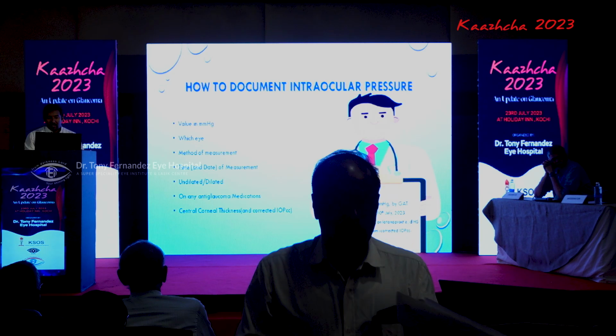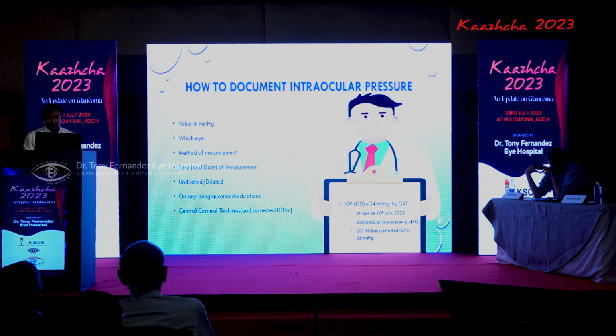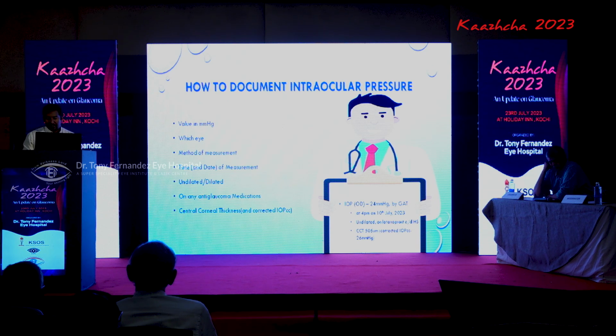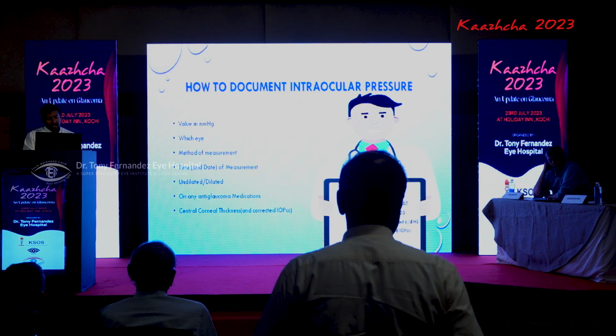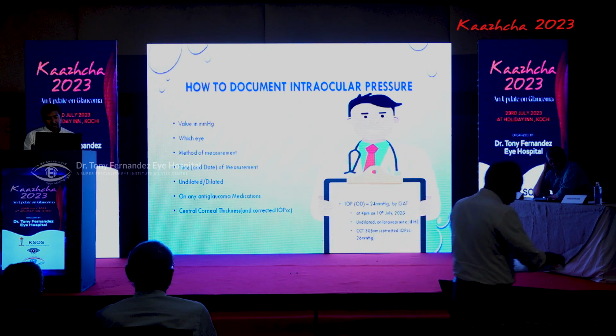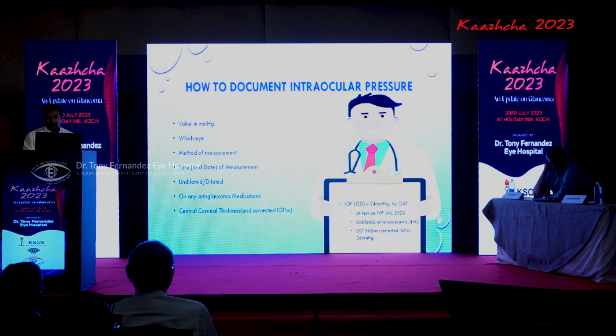We also have to know how to document the intraocular pressure because it's a very dynamic thing. We have to document not only the value, we also have to document the eye and the method of measurement. Various methods of measurement are available now, and some are more accurate than others. Some are affected by some factors of the eye also. So we need to know that. We need to document the time and of course the date also of measurement, because there is a diurnal variation of intraocular pressure which we have to document.